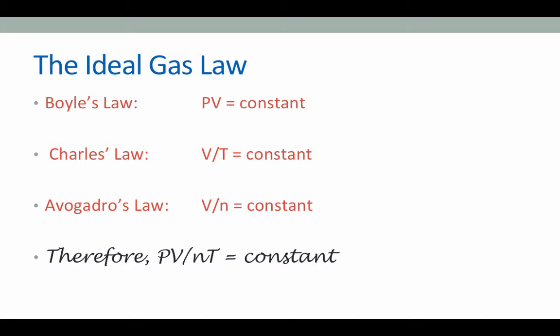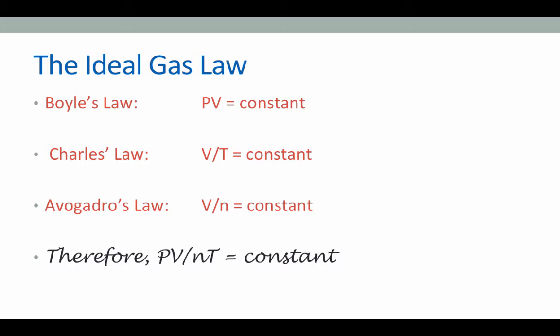If we render these expressions down to mathematical statements, the inverse relationship that Boyle saw between pressure and volume would be the expression pressure times volume is equal to some constant. In Charles' law, because volume and temperature are directly related, we can say that the ratio of volume over temperature is also equal to a constant.